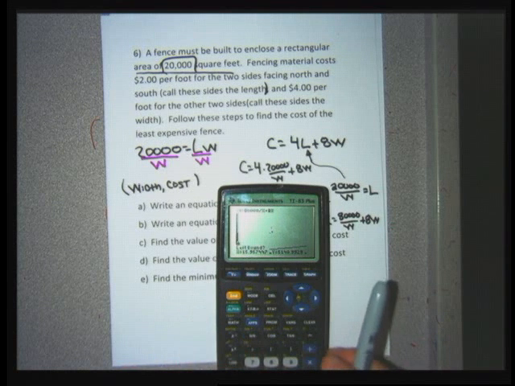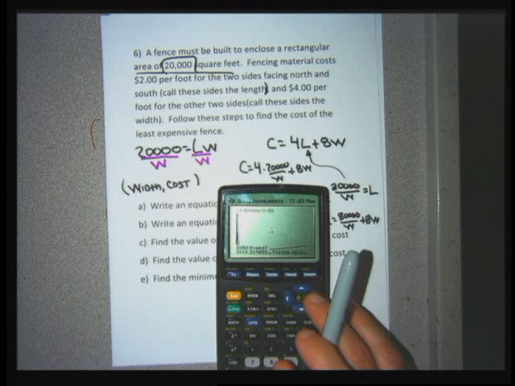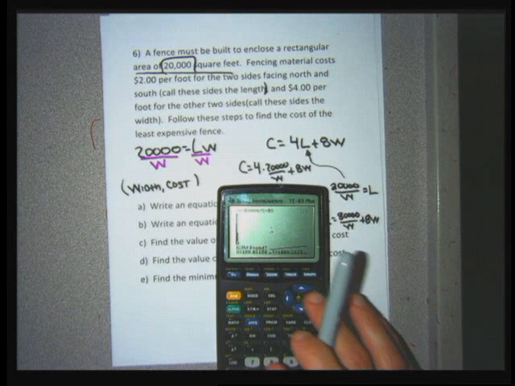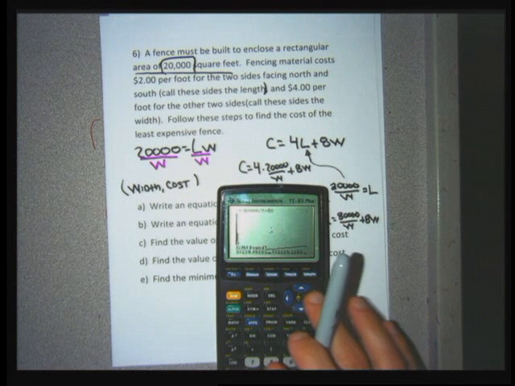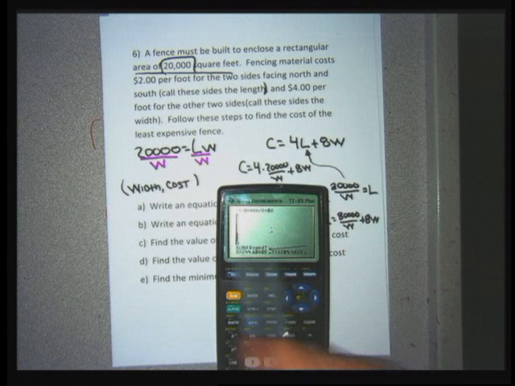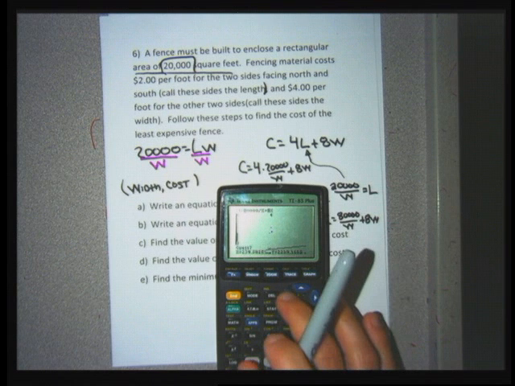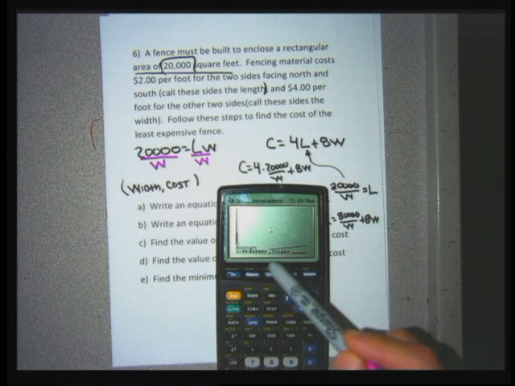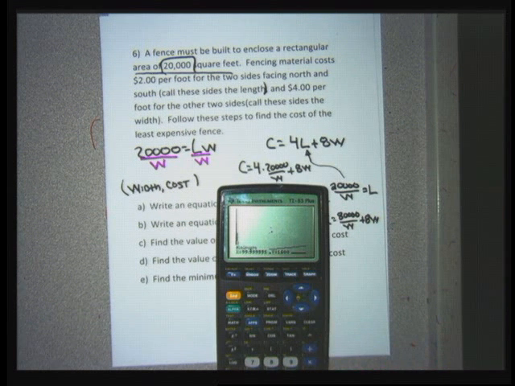I'm going to hit enter, and I'm going to use my right arrow and get my cursor so it's clearly to the right of the minimum. This is past the minimum, and then I hit enter, and then I hit enter a third time, and my calculator will tell me the minimum is, and I'm going to round that 99.9999 to 100. I'll say 100 comma 1600 for the cost.